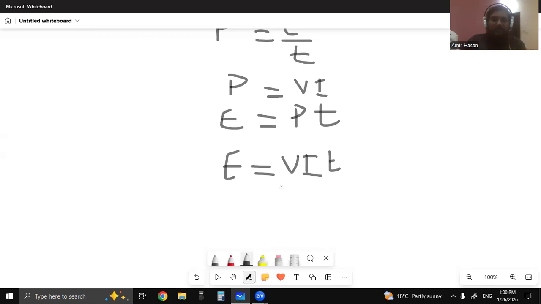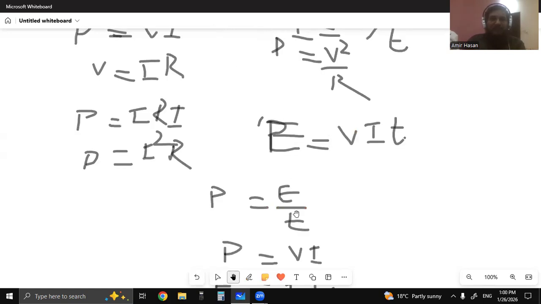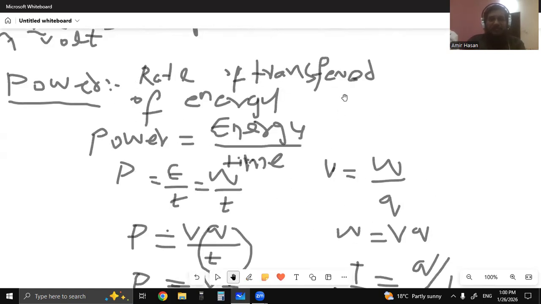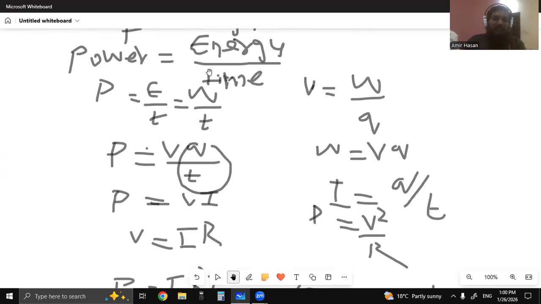It is the multiple of voltage, current and time. Now students, these are the two topics here: potential difference and power. Power is energy transfer with unit time. Rate of transfer of energy is known as power, and the formula is power is equal to energy upon time. Energy is E, T is time. We can represent the formula as E by T, or W by T.